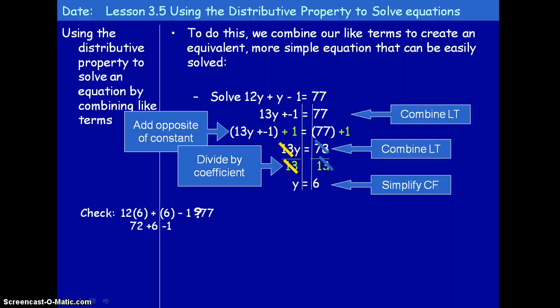Does this fit the original equation? We'll go back to the original equation. Wherever I saw a y, I'll replace it with a 6, following order of operations, starting of course with the multiplication, addition, and finally subtraction. It does fit the original equation.